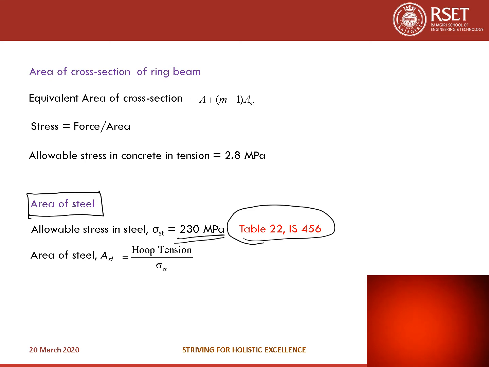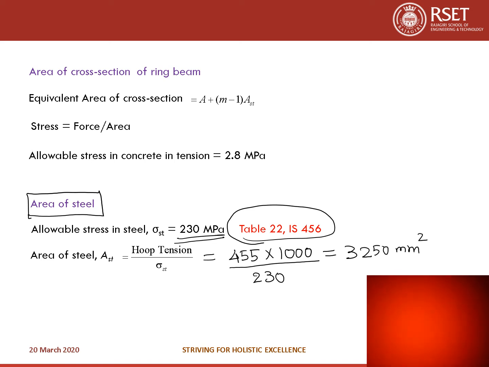See, force equals stress into area, so area will be equal to force by stress. We know the hoop tension is 455 kilonewton. You convert into Newton, into 1000, divided by 230. So the area of steel required is 250 mm square.